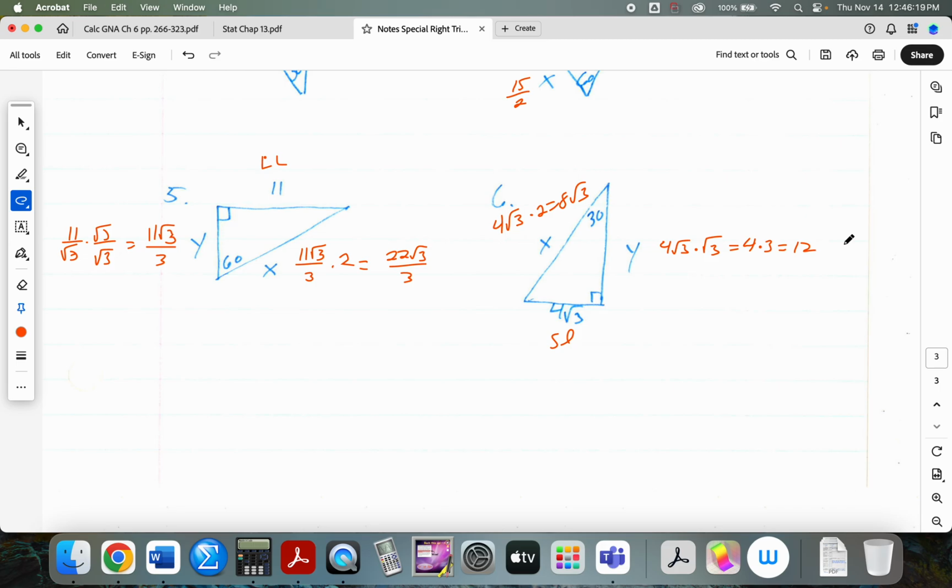Between 1 and 2. Wait, but then the wrong leg is bigger. Oh no, because you're multiplying, so that could be 60. Okay.